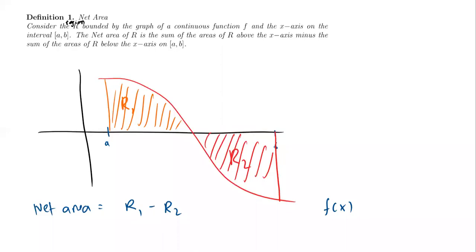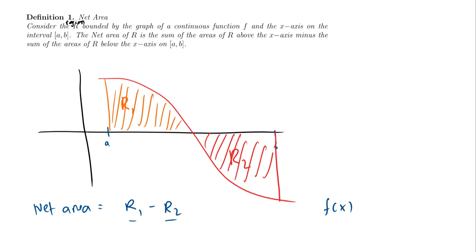Hello, class. So this is the third video on section 5.2, and we're dealing with net area. As we saw in the previous video, what's net area? Well, it's just the area bounded by a function on some interval with the condition that if the region is above the x-axis, you make it positive. If the region is below the x-axis, you subtract it or make it negative.